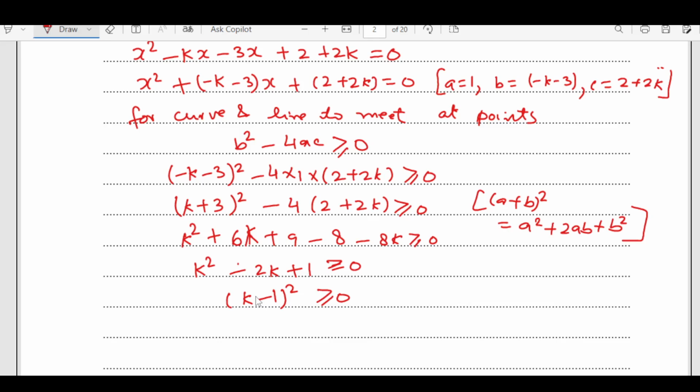So that means this is a square, and a square is always non-negative. So that means it is true for all values of k, right? So that's question number 1.